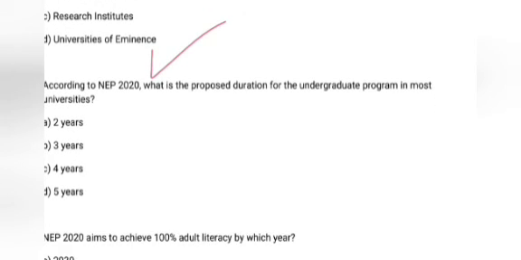According to NEP 2020, what is the proposed duration of the undergraduate program in most universities? 2 years, 3 years, 4 years, 5 years. It is quite pragmatic. It is now implemented. So now 4 years will be our correct option.